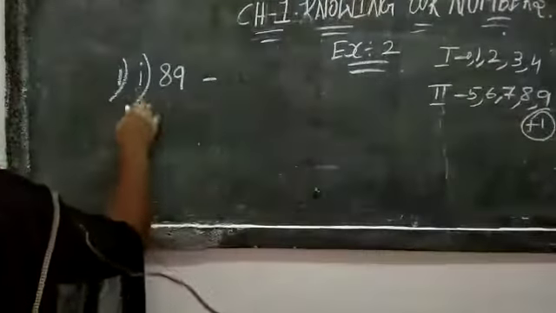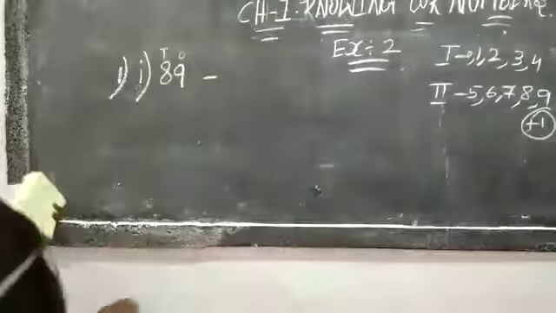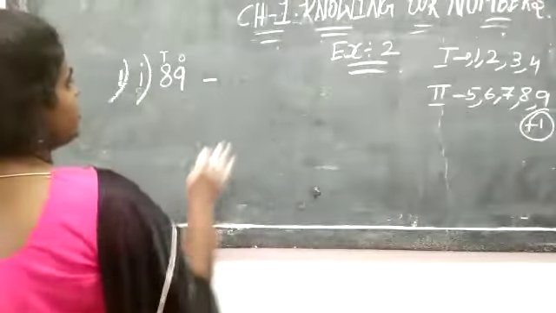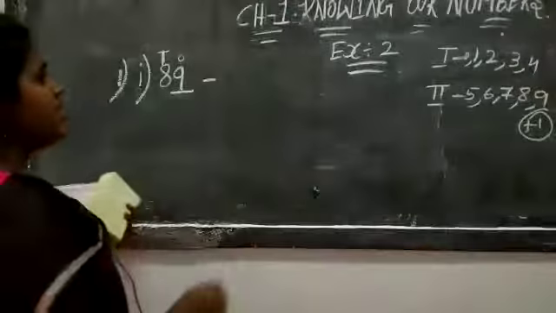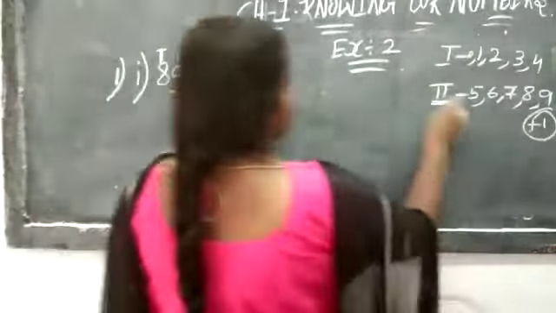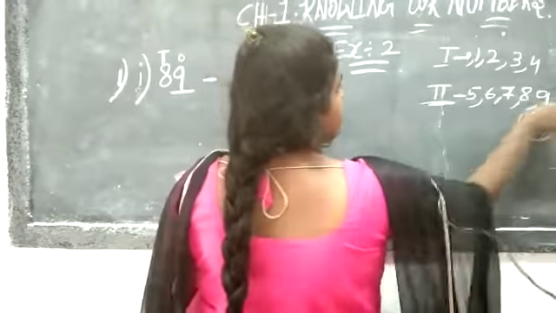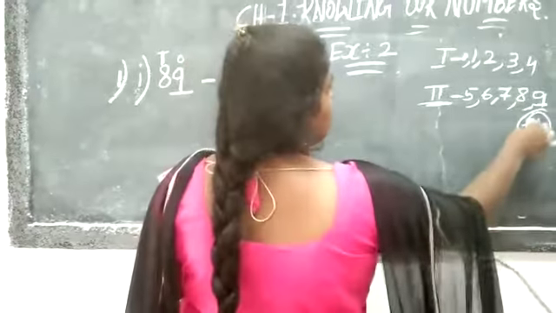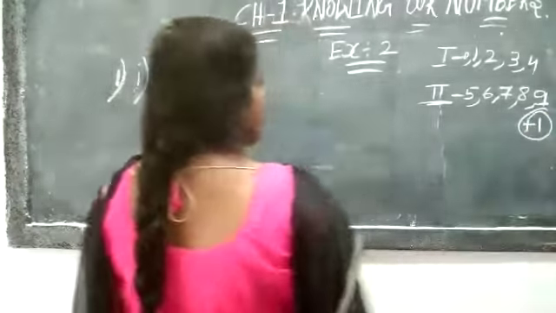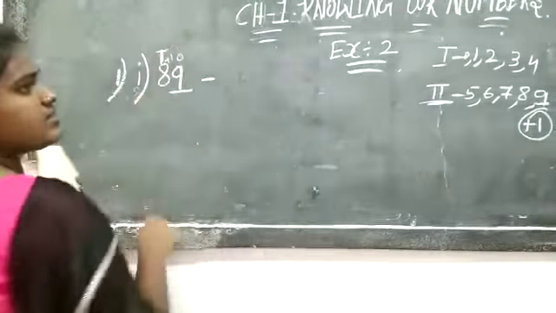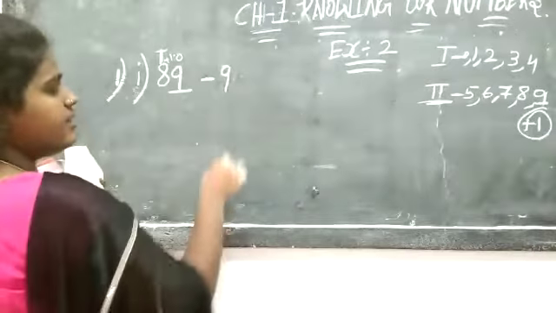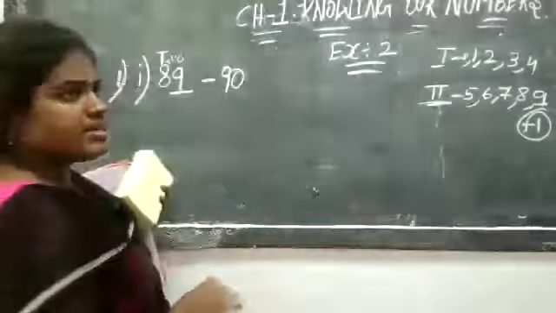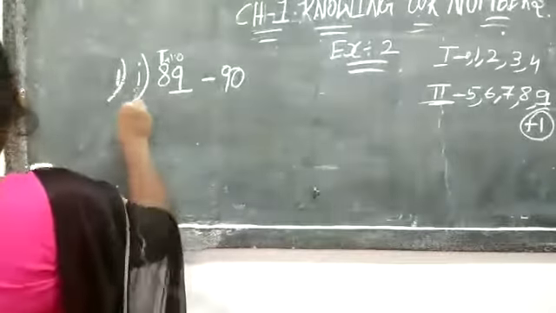Now you are doing nearest tens, so your ones place will be 0. But since you are doing nearest tens, you need to check the ones place. Now where is the ones place? In your second train. 9 is in your second train. So what do we need to do? We need to add 1 in the tens place. So 8 plus 1 is how much? 9, and the ones place will be 0.